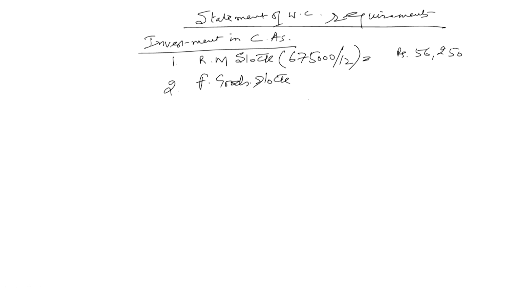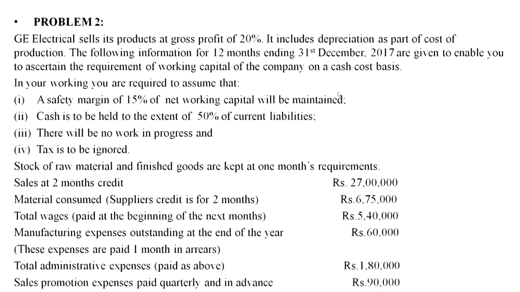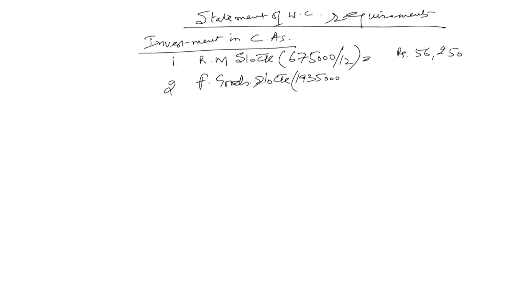So the finished goods stock is going to be how much? What is the cash cost? Here we will take the cash cost which we have calculated. The cash manufacturing cost, how much was that cost? 19,35,000. This is the cash manufacturing cost required for the finished goods. And the stock of finished goods we are keeping for how long? Finished goods are kept for 1 month's requirements.